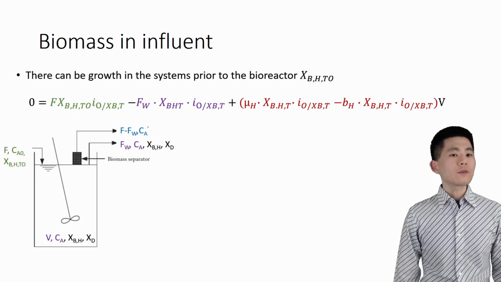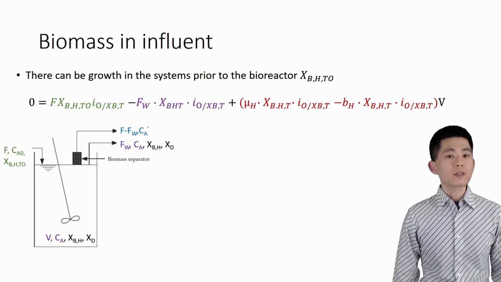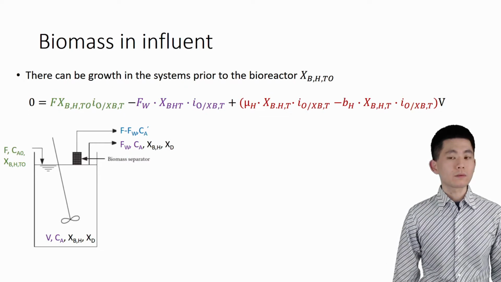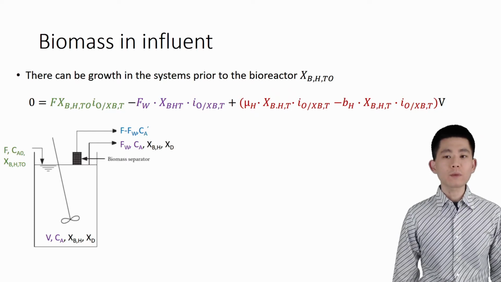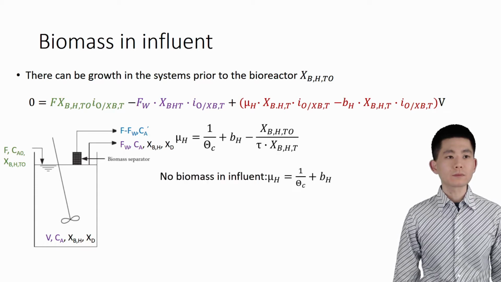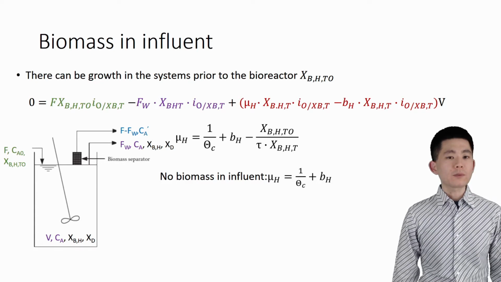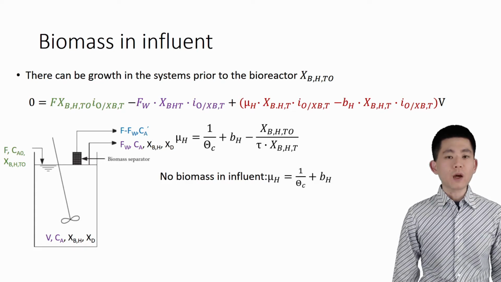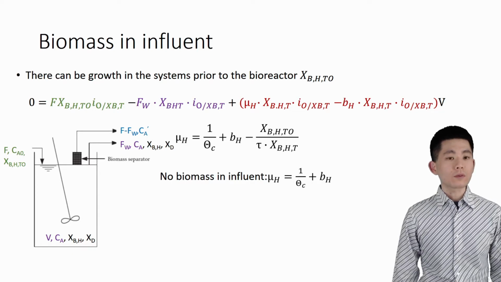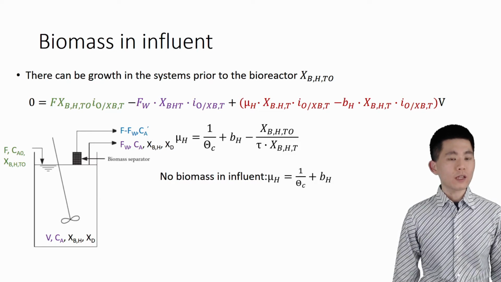Okay, influent biomass in COD minus wasted biomass in COD plus reaction equals 0. We can divide both sides by active biomass concentration XBHT and transform the mass balance to this. Compared to no biomass in influent, the specific growth rate is lower with the presence of biomass in the influent. In other words, because there's biomass in the influent, the biomass in the reactor does not have to grow as fast to maintain itself.